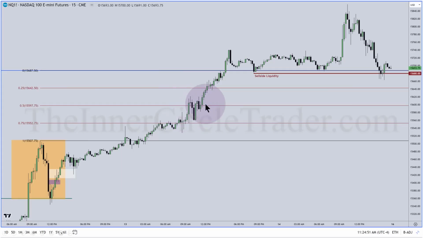Then we have consolidation. Where does consolidation form, ICT? Oh, well, I said it in the core content lessons back in 2016, and I taught it to everybody that was my private one-on-one student back in 1996: at equilibrium, the 50% level right here. That's where consolidation is forming. And then what happens? A stop hunt. Lower time frames, look in there, you'll see it. Rallies up.